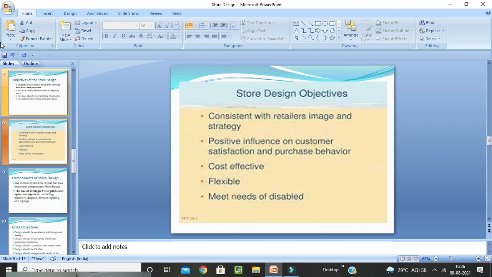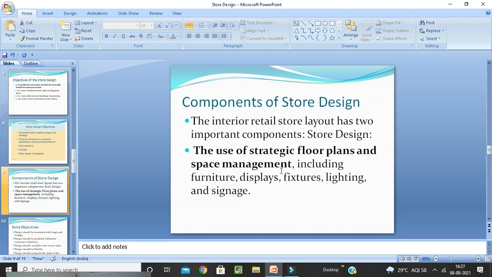For instance, the free-form design found in many boutiques is much more costly than rows of gondolas in a discount store. Then the design should be flexible. That means as merchandise changes, so must store images. So store planners attempt to design stores with maximum flexibility, and the design must meet the needs of the disabled. These are the things we have to keep in mind.